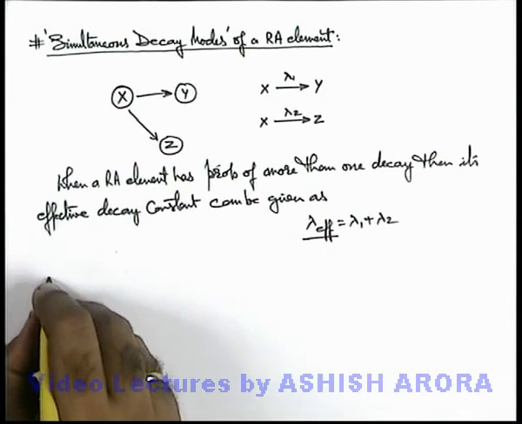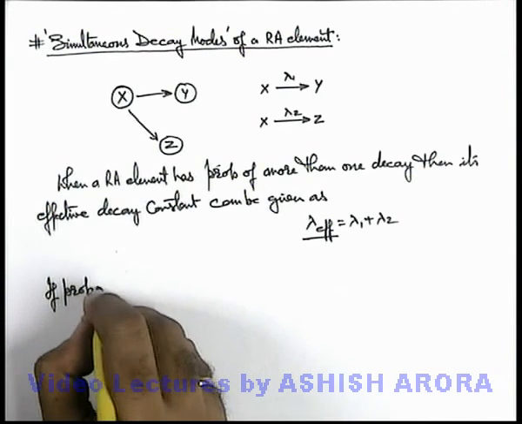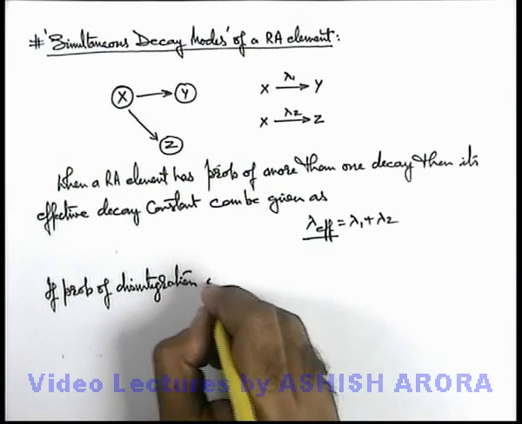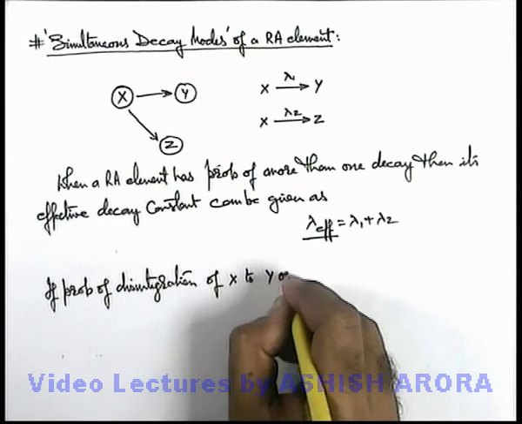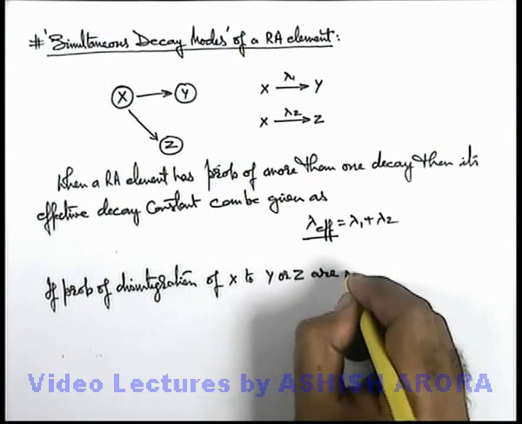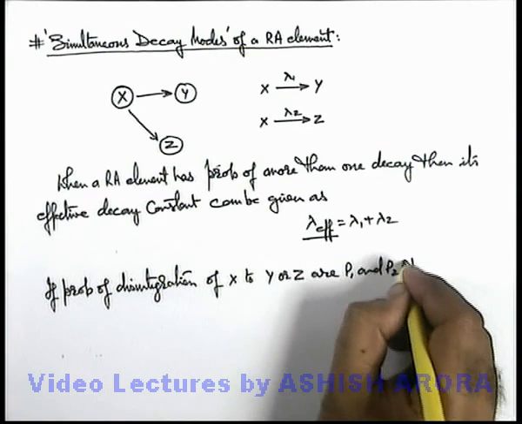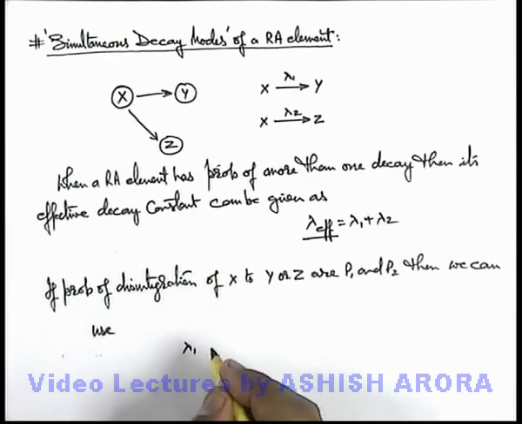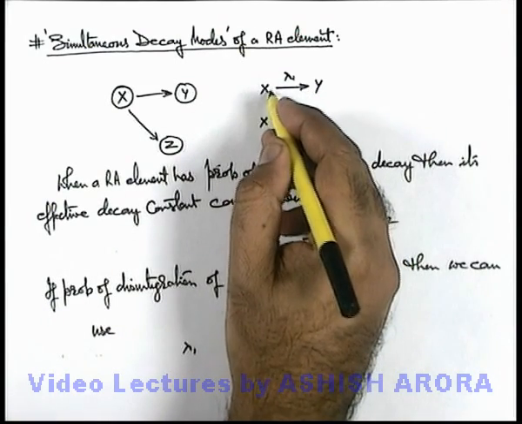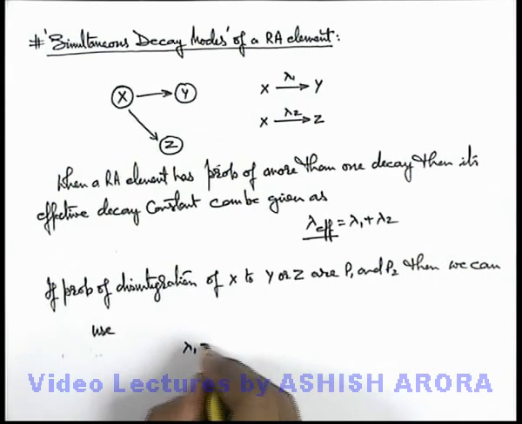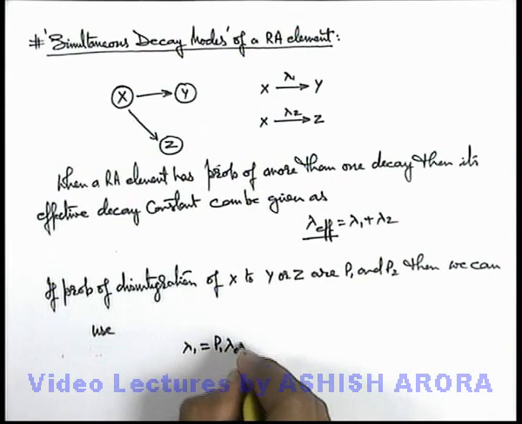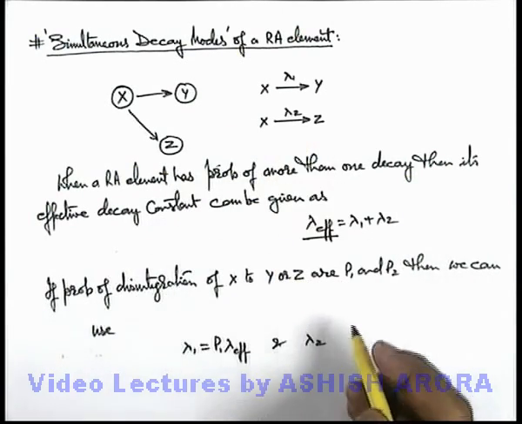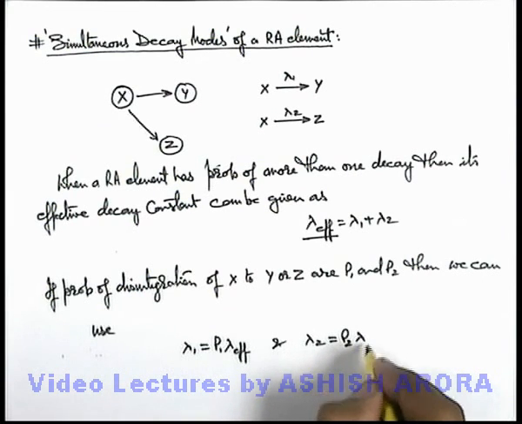Similarly, we can write if probability of disintegration of X to Y or Z are P1 and P2, then we can use lambda 1, which is the decay constant for X for its disintegration to element Y. This is written as P1 multiplied by lambda effective, and lambda 2, which is the decay constant of X towards disintegration to Z. This is written as P2 multiplied by lambda effective.